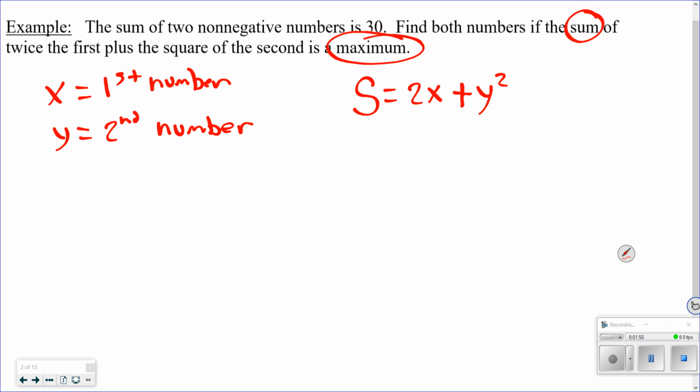Now notice that I have three variables there. I have S, which I want, but then I have x and y. I need to get that down to just one variable. So I need to either write it in terms of x or in terms of y. To do that, step number 3 is we have to come up with a secondary equation so that I can substitute something in for the x or the y. So read the problem again, figure out what our secondary equation is. The first sentence says the sum of the two non-negative numbers is 30. So right there, I can come up with a secondary equation. That means that x plus y has to equal 30.